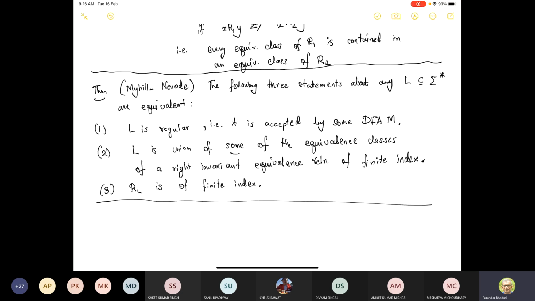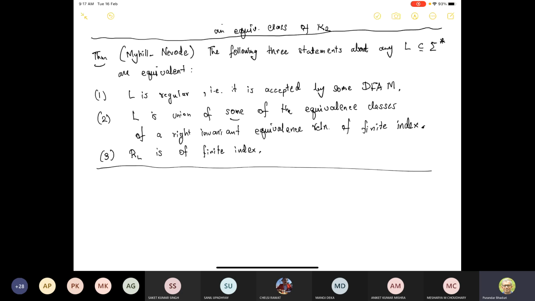So to show that a language is regular, just look at RL and whether the number of equivalence classes is finite or not. If the number of equivalence classes is finite, L is regular. If it is not finite, L is not regular. And this is one of the deepest theorems about regular languages.